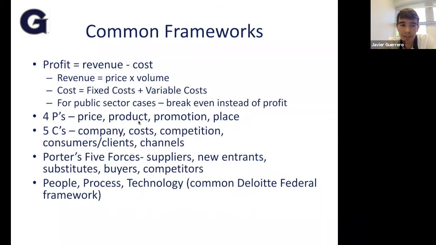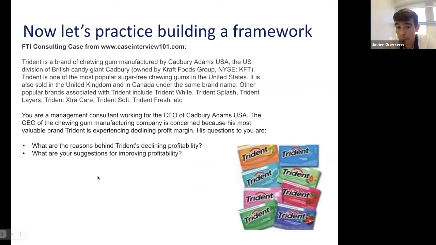So in this case, since we're looking at profitability of Trident, a good place to start might be with that profit framework, right? A profitability framework, and looking at what makes up profitability. So earlier we saw that profit is revenue minus cost, right? And revenue and cost have their own buckets. Can anyone tell me what those buckets are? Basically, what goes into revenue and what goes into cost?